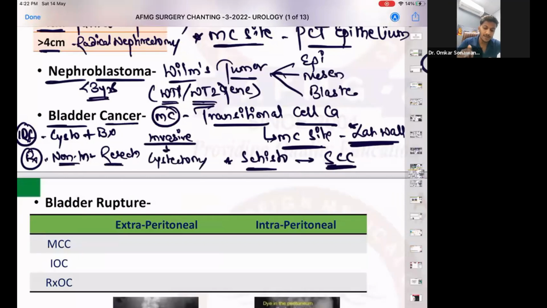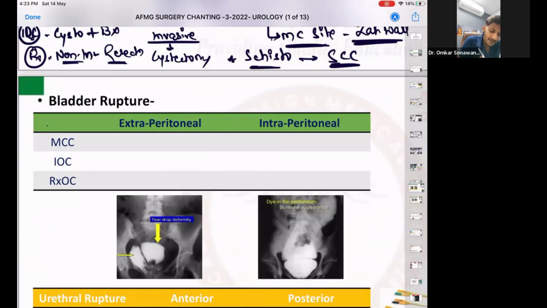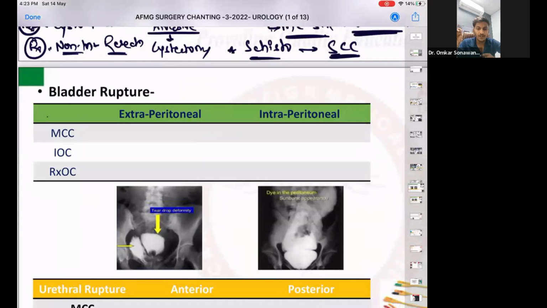Then next, if I talk about bladder rupture, guys. Bladder rupture can be either an extraperitoneal bladder rupture or an intraperitoneal bladder rupture. More common one is extraperitoneal or intraperitoneal? Most common is extraperitoneal bladder rupture.